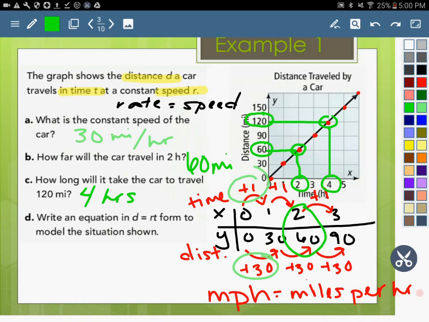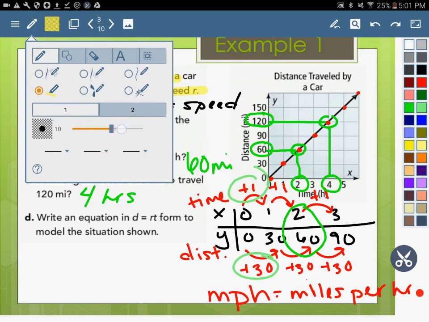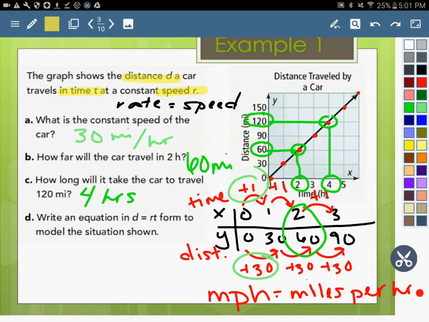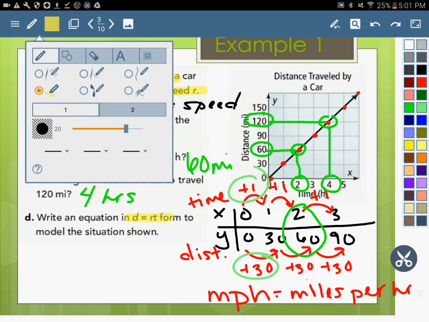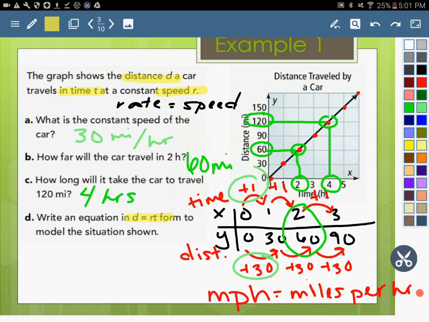Last question here says, write an equation in D equals RT form to model the situation. This is actually a really important formula, D equals RT. You're going to be using this formula in science all the time. So really what this formula is saying is distance is equal to rate or speed times the time.